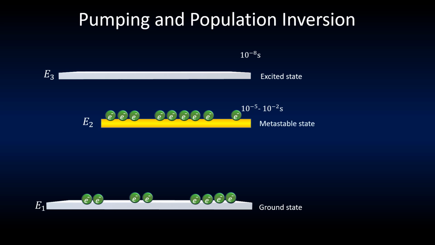At some point of time, the number of electrons in metastable state will be more than the number of electrons in the ground state. This stage is called population inversion. So, how do we achieve population inversion? This can be done by the method called optical pumping, in which appropriate energy is supplied to raise more number of electrons to the higher energy state.